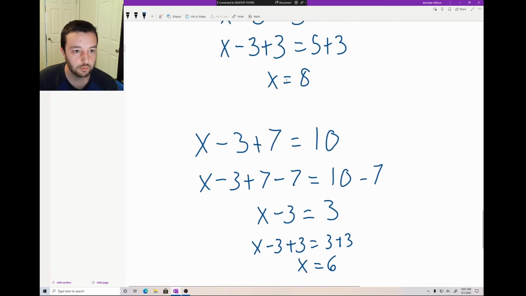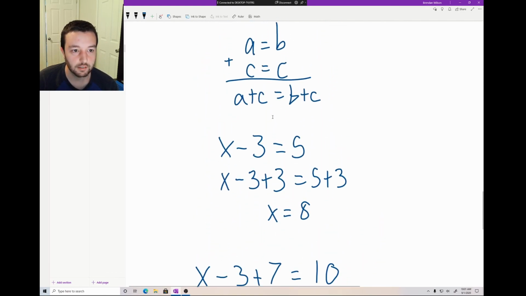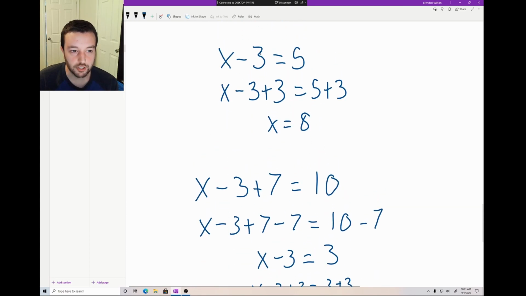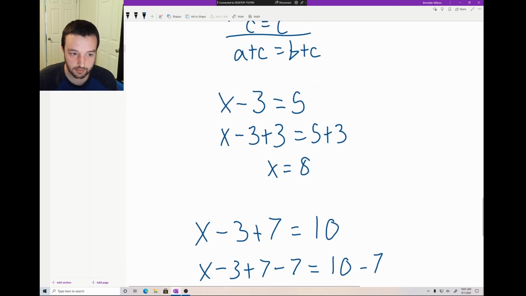So you can do both of these in the same problem if you want. You can essentially add and subtract whatever you want. Here we're strategically doing it with the -3, we're adding a 3. There's nothing stopping you from just adding 5 to both sides, and then you would end up getting x plus 2 equals 10. And that's still a true statement, and it'll lead you to the fact that x equals 8 still. There's just no reason to do that.